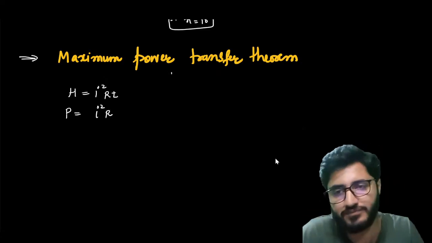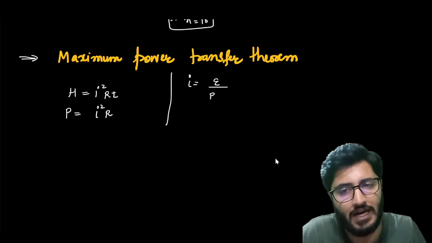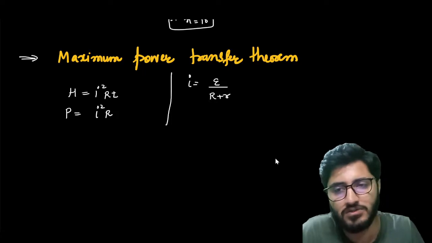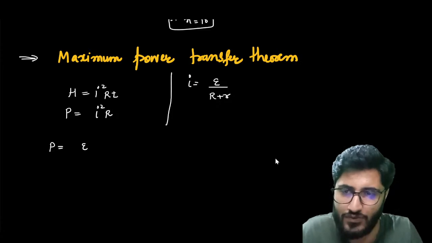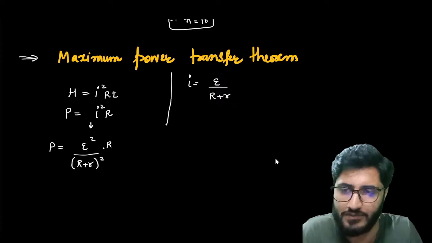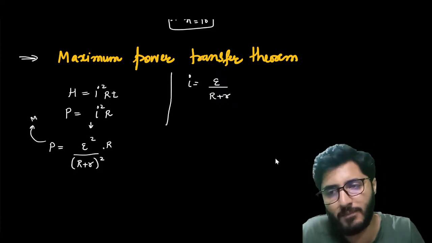Okay, look now. What is current? Sir, current is equal to E divided by R plus r. So can I write power now? Sir, power is equal to I square R, so I can write E square divided by (R plus r) whole square, times R. This is the power, no? I need this power to be maximum.